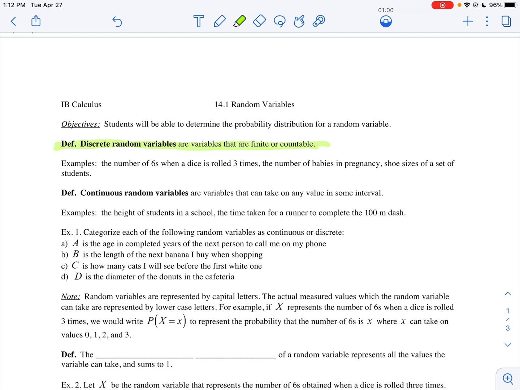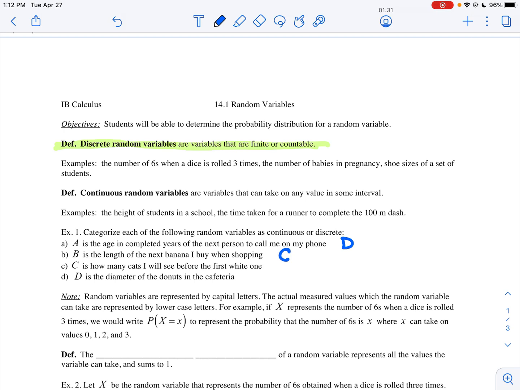So in example 1, it says categorize each of the following random variables as continuous or discrete. So letter A, what do you think that is? Well, that is discrete. A is the age in completed years of the next person to call me on my phone. B, the length of the next banana I buy when shopping. Discrete or continuous?